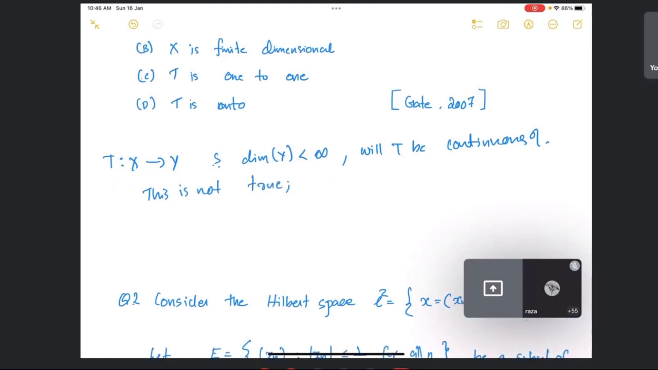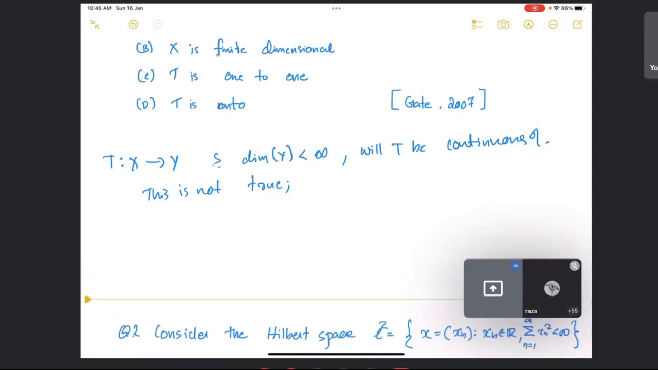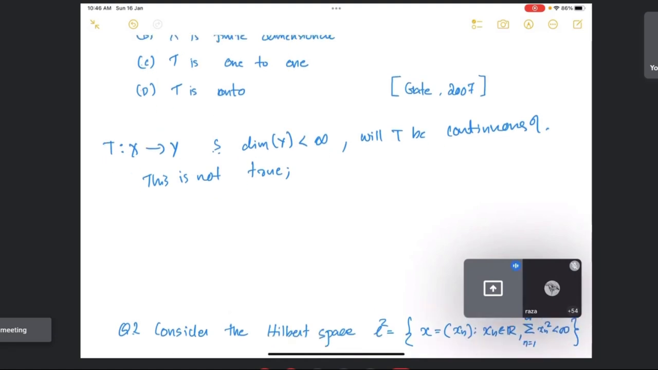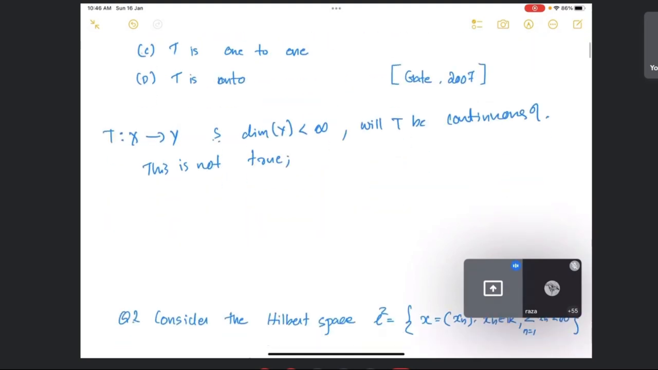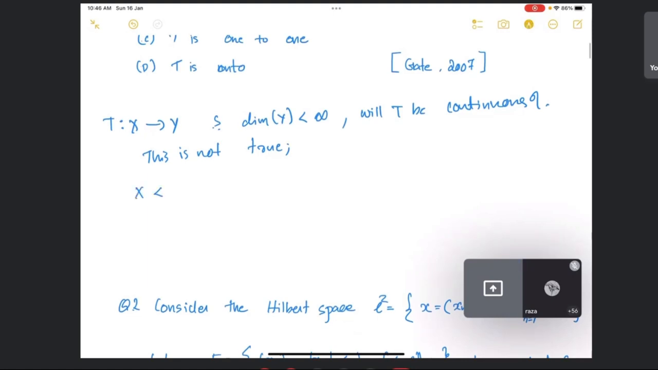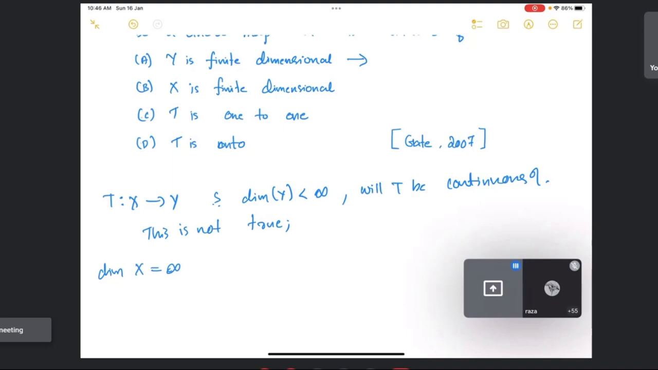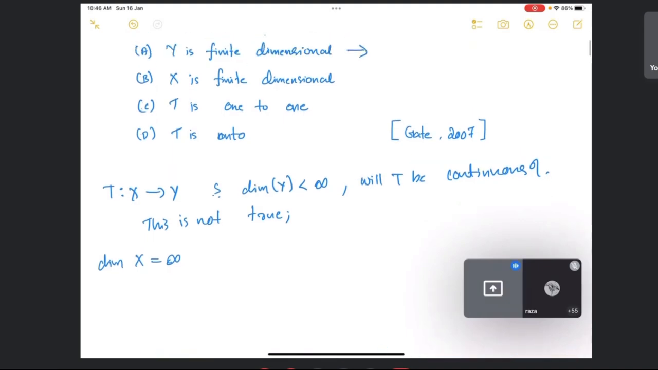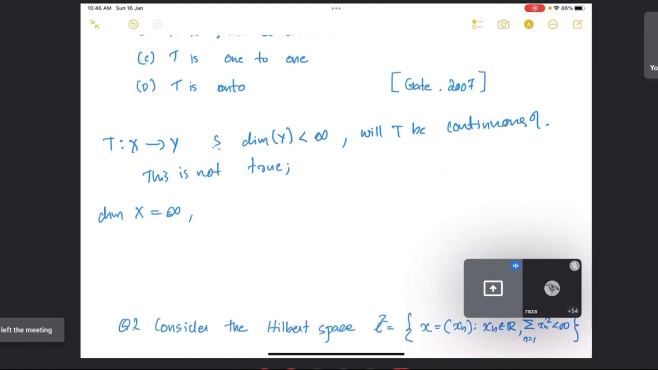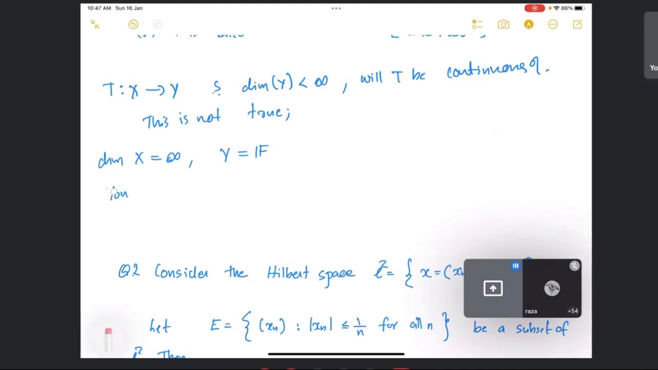Even in the simpler case, we can construct an example where Y has dimension 1 and there can be discontinuous linear operators. So you take X to be infinite dimensional. Here in the first option, there isn't any assumption on the dimension of X. The only assumption is that Y is finite dimensional. So you take the dimension of X to be infinite and Y to be the scalar field F. Since the dimension of X is infinite, you can have an infinite basis, an infinite linearly independent set.